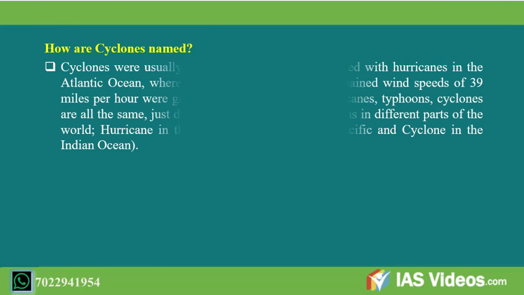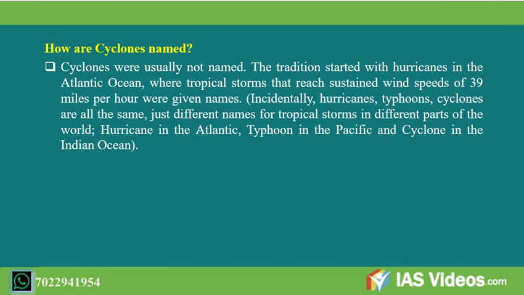How are cyclones named? Cyclones were usually not named. The tradition started with hurricanes in Atlantic Ocean, where tropical storms that reached sustained wind speeds of 39 miles per hour were given names. Incidentally, hurricanes, typhoons, cyclones are all the same, just different names for tropical storms in different parts of the world. Hurricane in the Atlantic, typhoon in the Pacific and cyclone in the Indian Ocean.